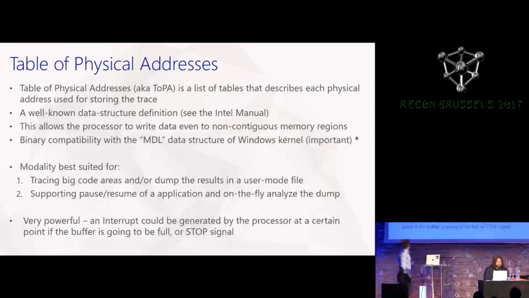The table of physical addresses is a better implementation of the output, because you can set various physical memory addresses, and you can create a table in which you instruct the CPU where to write exactly in memory. It's very smart, because you can even set a PMI interrupt that is raised by the CPU if a certain part of the buffer is filled by the log. And then you can stop, you can resume, you can do whatever you want.